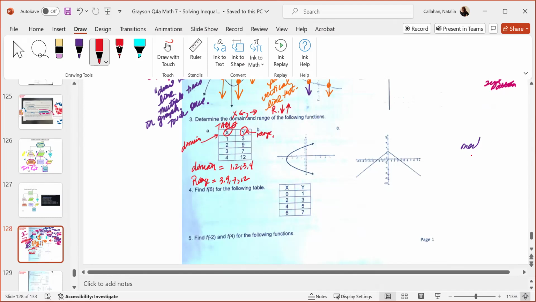One, two, three, four, correct? Domain is x. Range, y: 3, 9, 7, 12. Is this a function? Yes. Why? None of the numbers repeat. That's a horrible explanation. None of the numbers repeat. Which number? None of the numbers in the x value repeat.